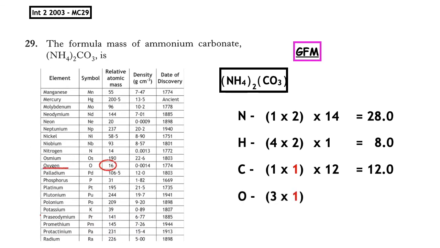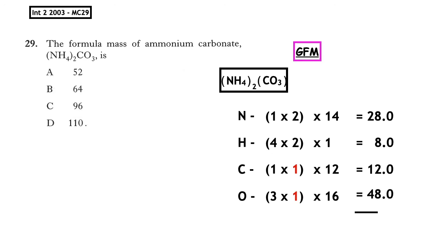Oxygen, symbol is O. How many do we have inside the bracket? We have 3. Multiplied by the number outside the bracket, there's no number, so that represents 1, times by the relative atomic mass, which can be found on page 7 of your data booklet, which is 16. 3 times 1 is 3. 3 times 16 equals 48. When we add all those numbers up, ammonium carbonate has a GFM of 96 grams.